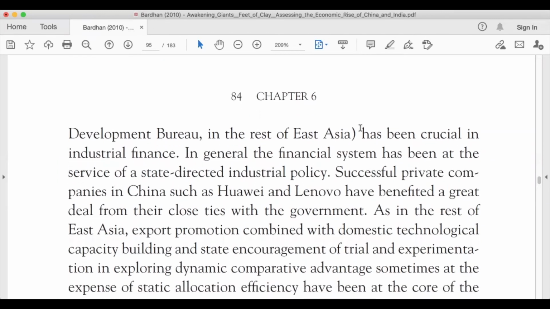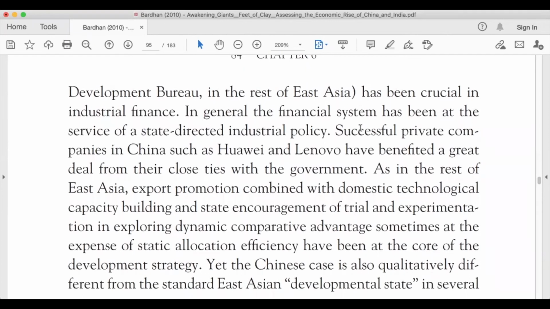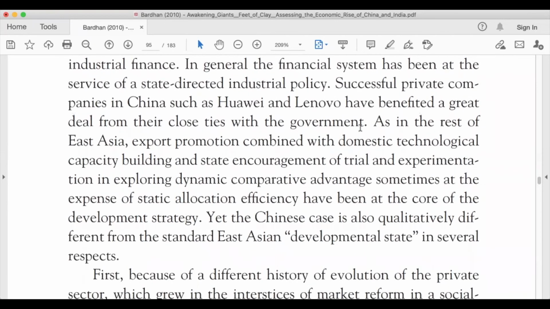Successful private companies in China, such as Huawei and Lenovo, have benefited a great deal from their close ties with the government. As in the rest of East Asia, export promotion combined with domestic technological capacity building and state encouragement of trial and experimentation in exploring dynamic comparative advantage, sometimes at the expense of static allocation efficiency, have been at the core of the development strategy.